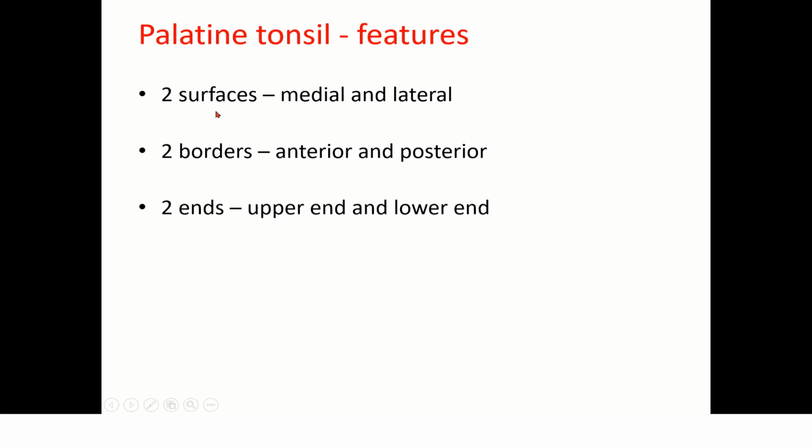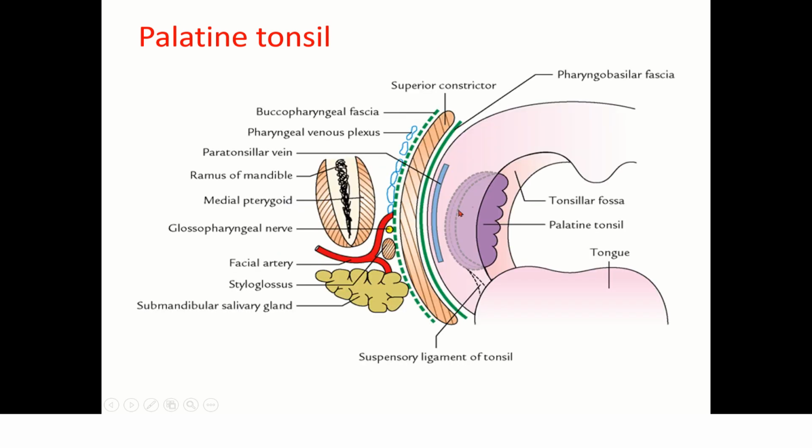So features: two surfaces, medial and lateral, two borders, anterior and posterior, two ends, upper end and lower end. So this is the tonsillar fossa, and this is the palatine tonsil. You can see this will be the upper end, this will be the lower end, this will be the medial surface, this will be the lateral surface. Anterior and posterior borders are not seen in this section.